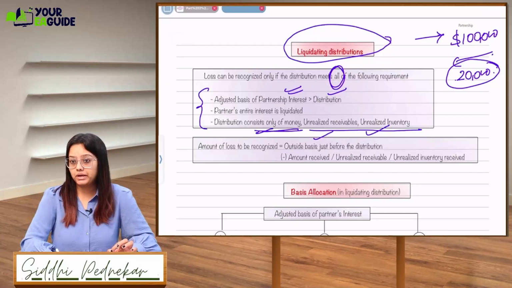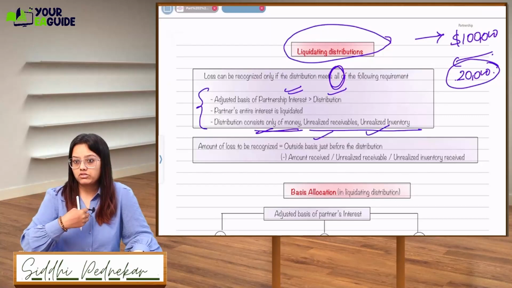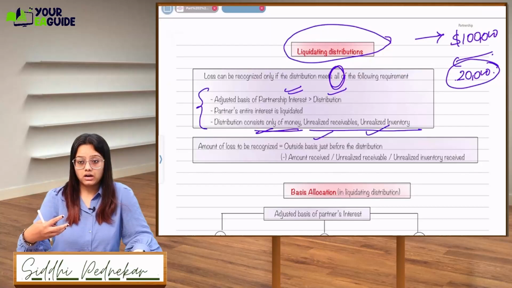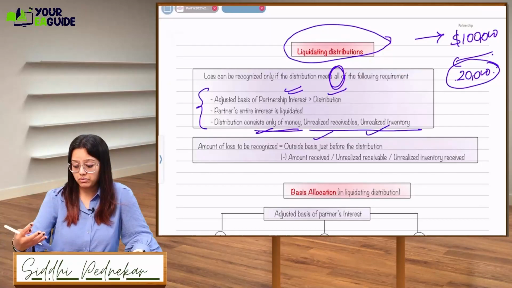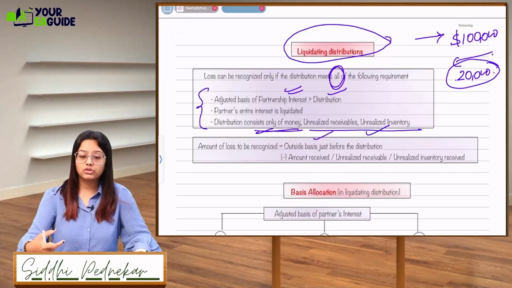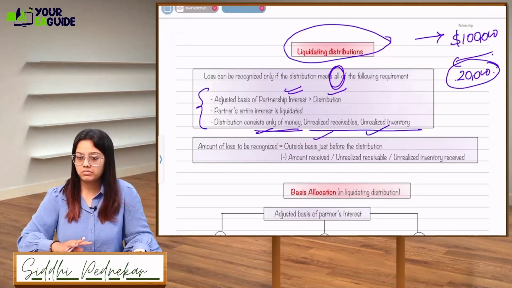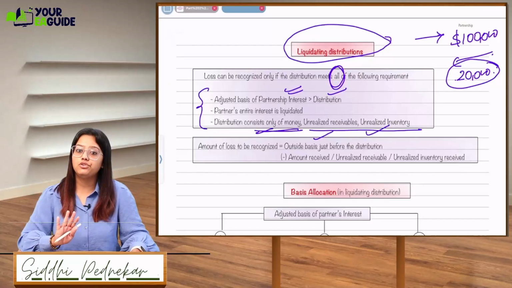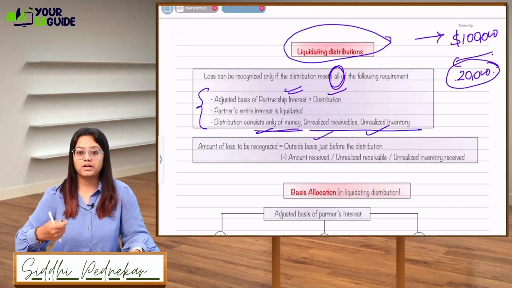Then whatever is the $80,000 is a loss for me, right? I have an existing basis of $1 lakh, but against that I'm only receiving $20,000. So that is a kind of loss for me. I'm going to get only $20,000. So whatever is $80,000, I can recognize it as a loss due to liquidation of a partnership firm.